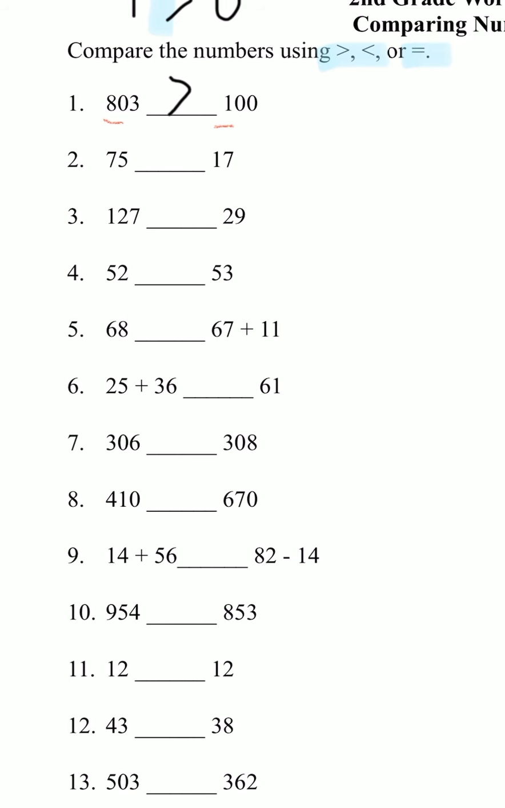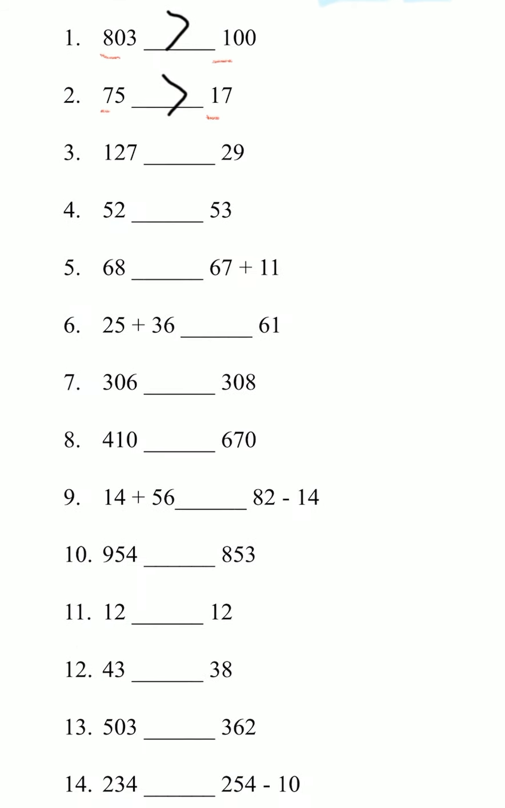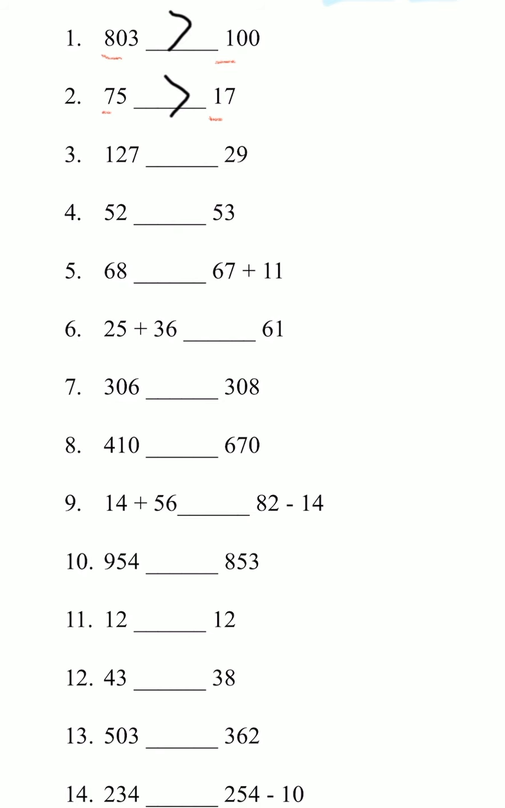Now we have 75 and 17. Again, we are going to look at the first number because both of them are two-digit numbers, right? 7 is bigger than 1, so that is going to be greater than. And then now here we have a two-digit number, and here we have a three-digit number, right? So a three-digit number is always going to be bigger than a two-digit number. So it's, again, greater than.